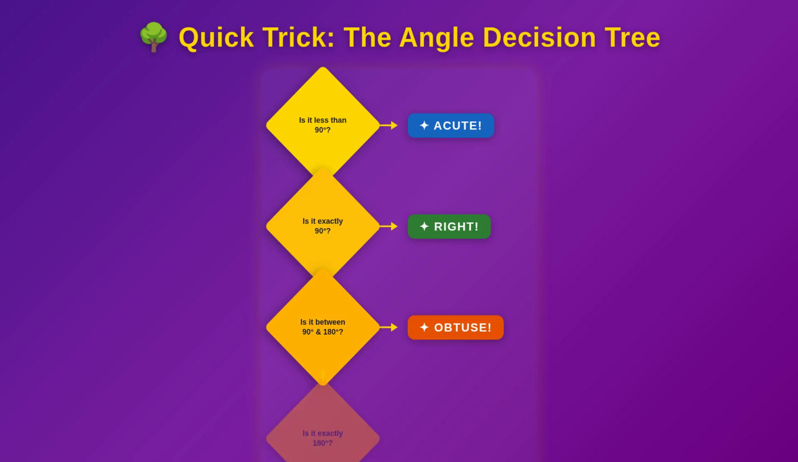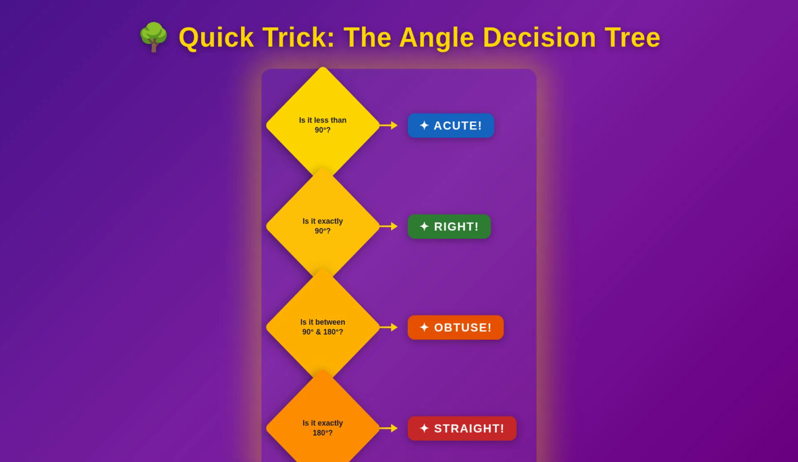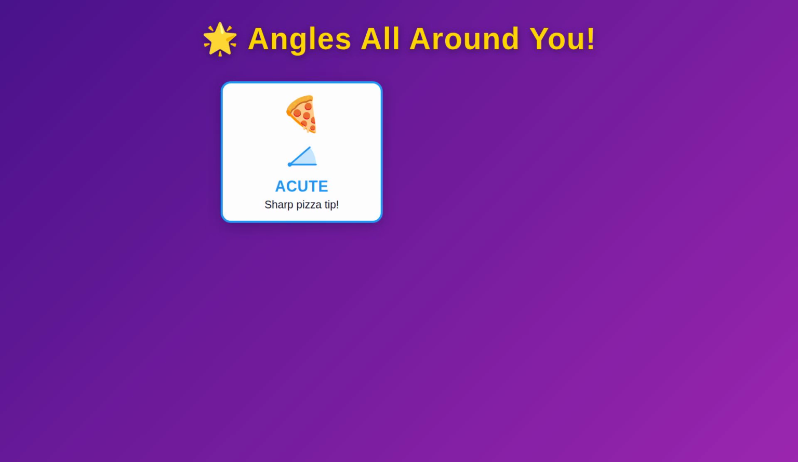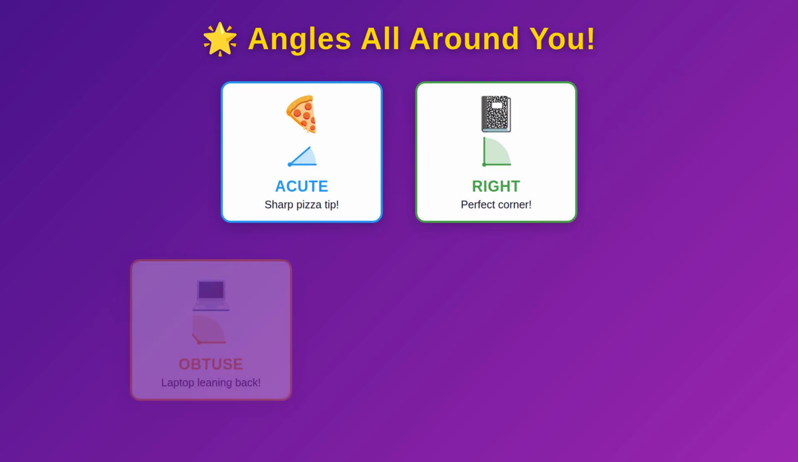Here's the secret weapon Maya now uses every time, the angle decision tree. Ask yourself 4 questions in order. Is the angle less than 90? Acute. Is it exactly 90? Right. Is it between 90 and 180? Obtuse. Is it exactly 180? Straight. Run through this checklist every time you see an angle measurement, and you'll classify it correctly every single time. Maya wrote this in her notebook and circled it in red. This is your cheat code.